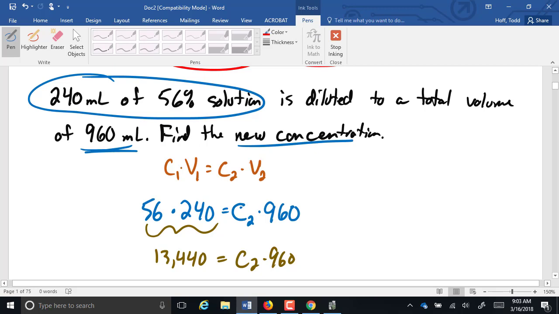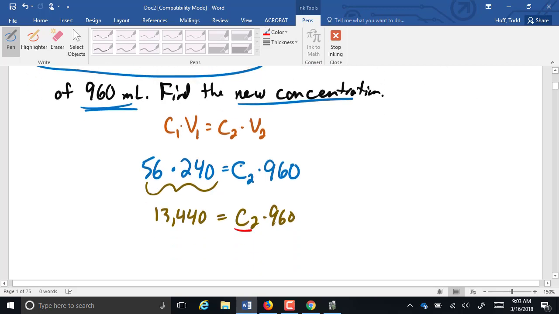And now we solve by dividing by 960, which gives us 14 as C2. So C2 is 14%. Remember, concentration is finding a percent.